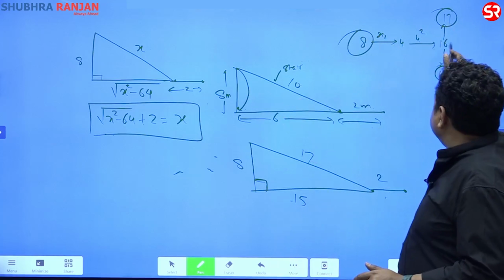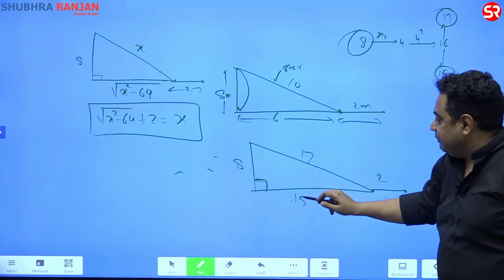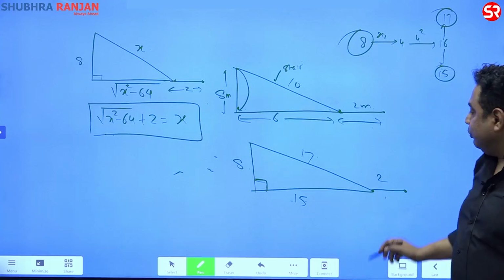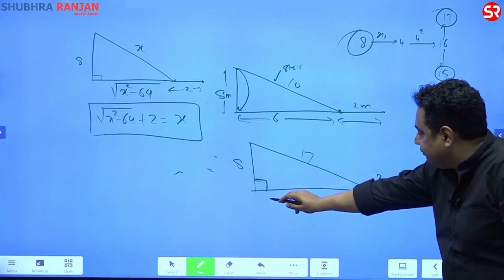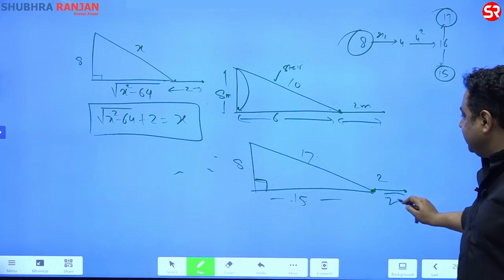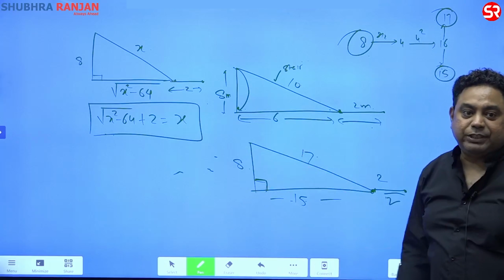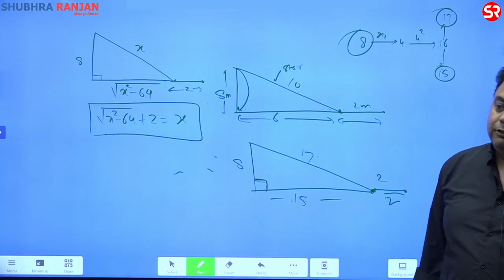So I put this triangle over here: 8, 15, 17. And then I found out that if you take it 2 meters away, 15 plus 2 comes out to be 17. So this ladder is also 17, it will lie flat along the bottom. Practical use.